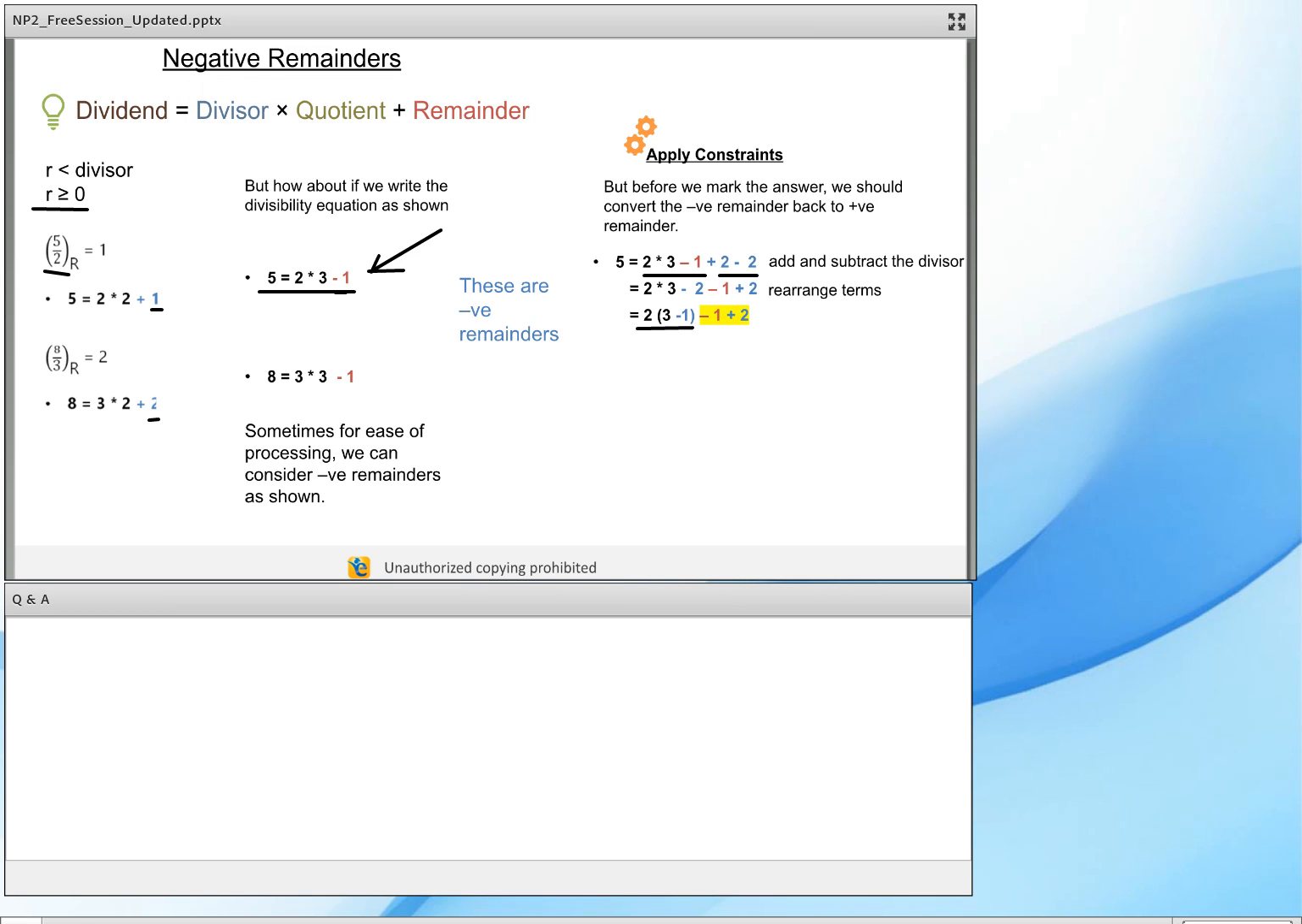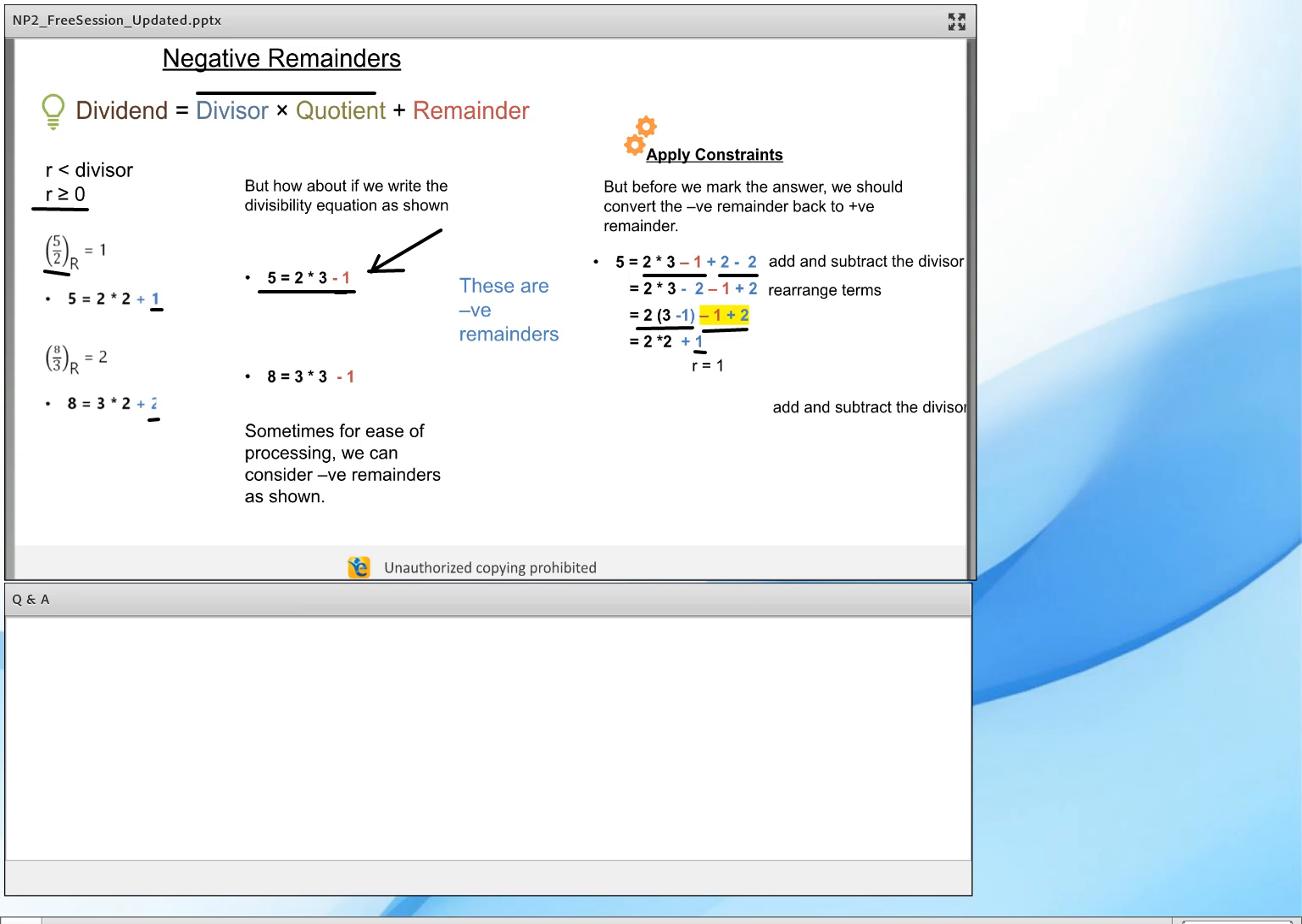So 2 times 3 minus 1 is really in this form, and my remainder is this form over here, minus 1 plus 2. So what's my remainder? Minus 1 plus 2 is plus 1, and I get the remainder as 1. So sometimes this becomes easier to express.